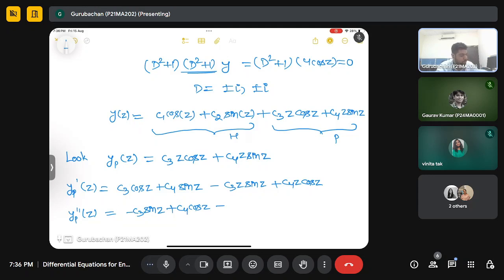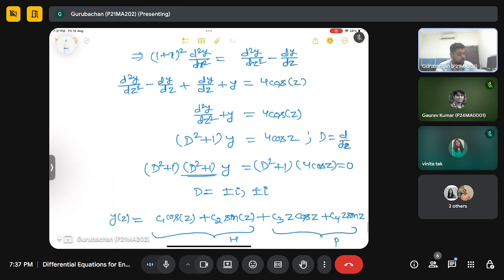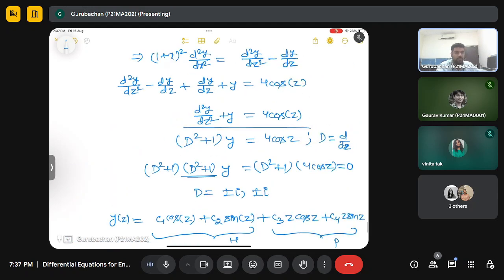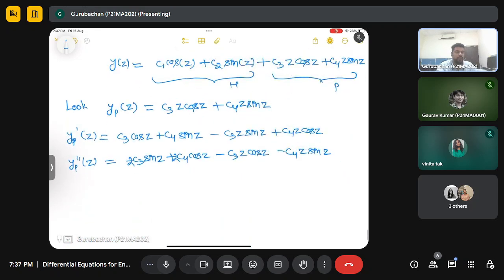If we differentiate with respect to z, this will give you C3, which will be repeating, so it will be 2 times. And if we differentiate this sin z term, we get C3z cos z plus C4z, in fact minus C4z sin z. And our differential equation is this. So we need to substitute this double derivative and this y in it, and compare the coefficients. So what will we get?